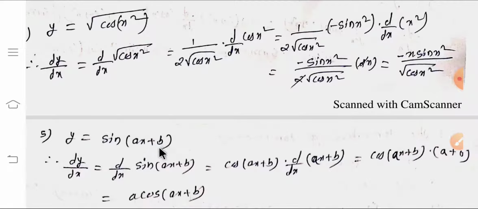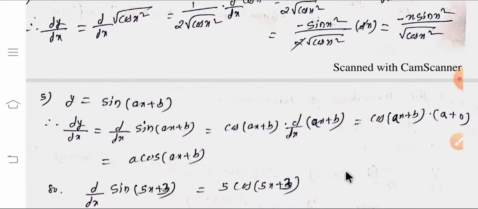Now this is not x, ax plus b is given, so I can differentiate. Therefore d by dx of ax plus b: the derivative of ax is a, because the derivative of x is 1, meaning the coefficient, plus the derivative of b is 0 because that is a constant. So a into cos of ax plus b. So if y equal to sin of ax plus b, dy by dx equal to a into cos of ax plus b. Remember this is again one more standard formula.